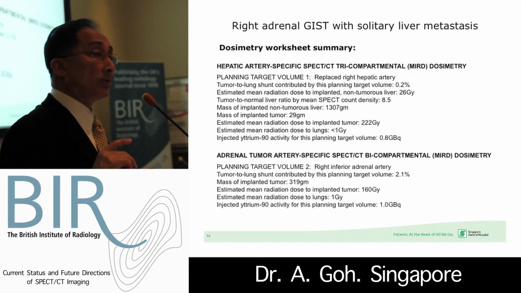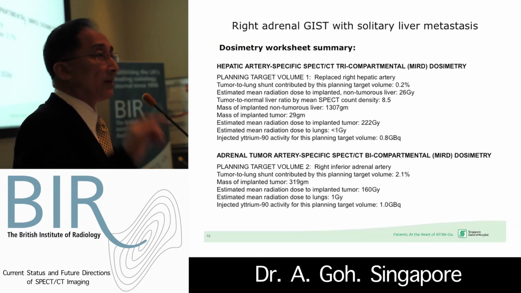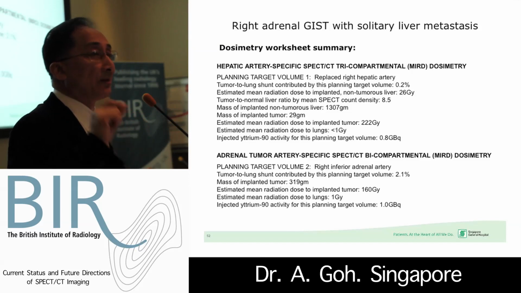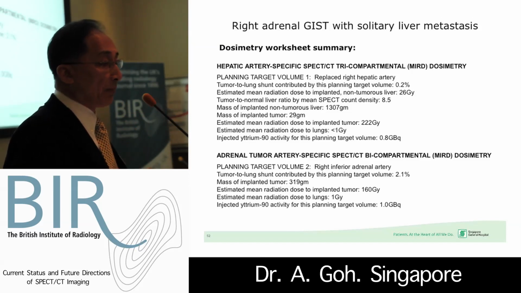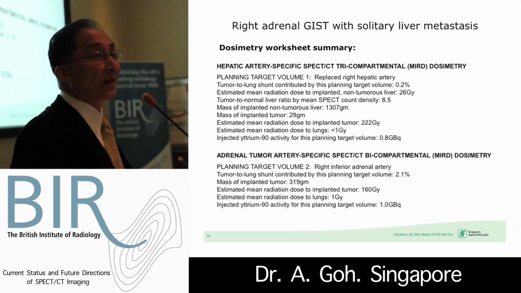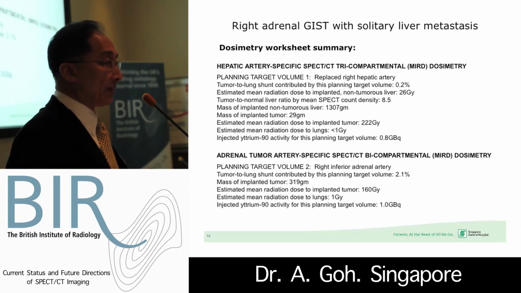And just to show you the dosimetry worksheet now, in the case of the adrenal tumor, that injection into the right inferior adrenal artery exclusively supplied the tumor. So we applied only a two-compartment model in this case, because there was no healthy adrenal to talk about. So the same mathematics, except that there's no healthy adrenal gland, and these were the dose estimates, dose planning calculations.